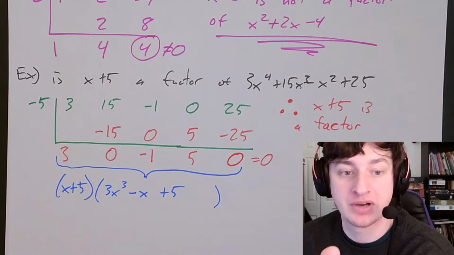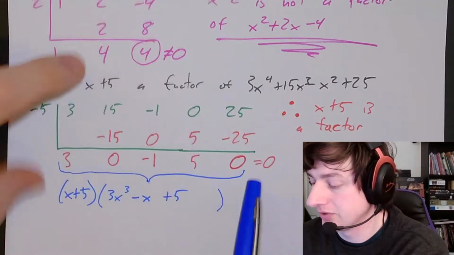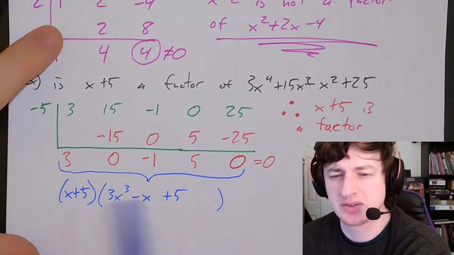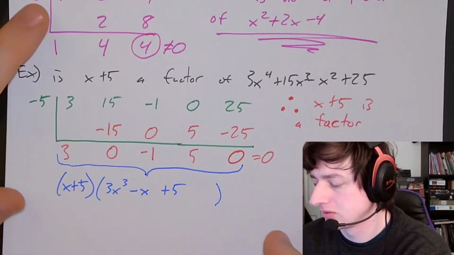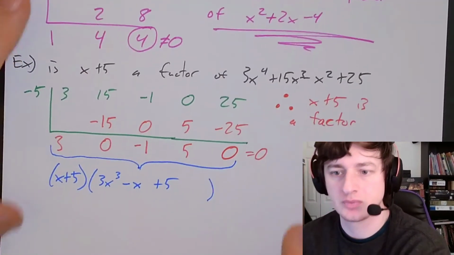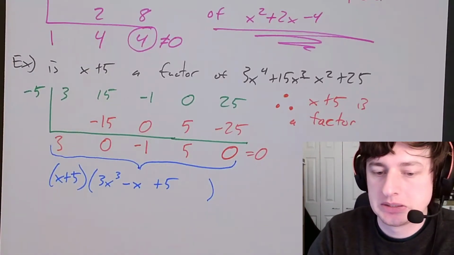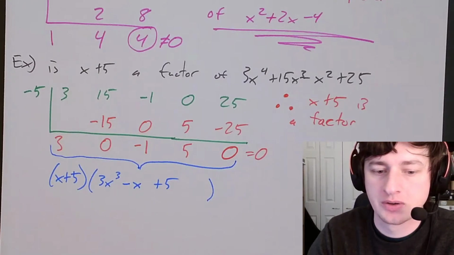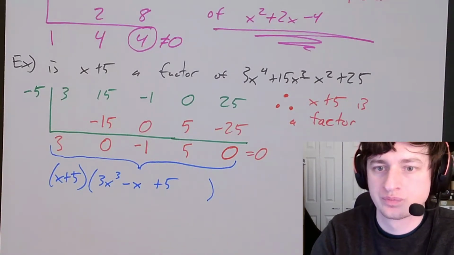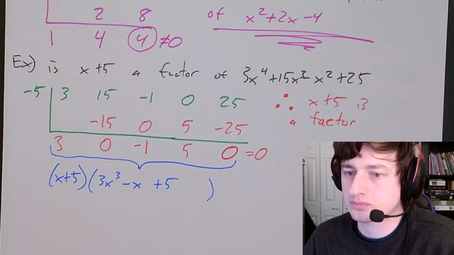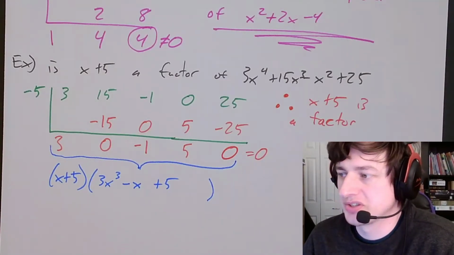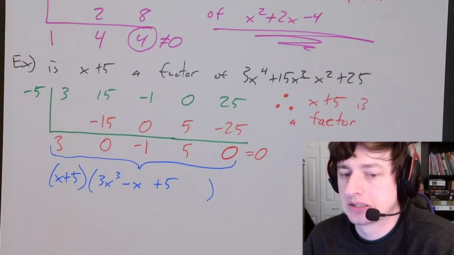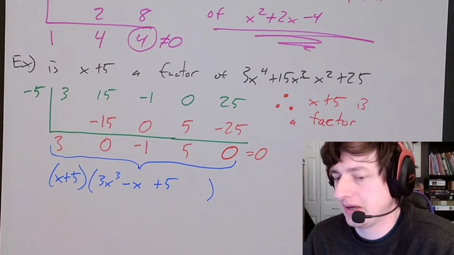So we're just checking, is it a factor? And it's going to be a factor if our remainder is 0. And then we can write it this way. We can write the division there. Any questions so far? So we're just using synthetic division to check. Can I divide that thing?